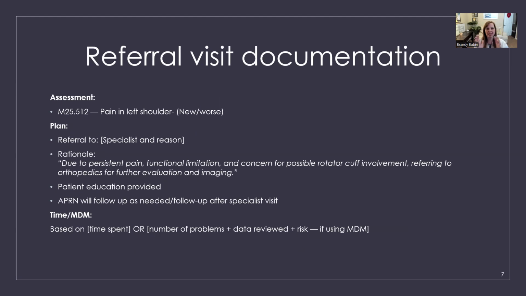So your assessment and plan, your first part of the assessment is going to be your diagnosis. So this diagnosis is pain in the left shoulder. And then your assessment of that is new, worsening, progressive. You have to have some sort of an assessment of that. You could even say pain, 10 out of 10, 9 out of 10, that sort of thing. Aching, stabbing, throbbing. And then your plan is going to be to refer to the specialist and then why.